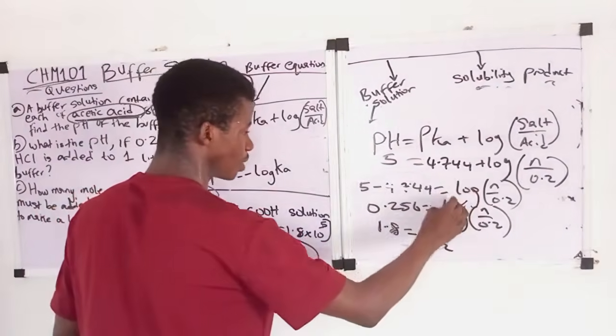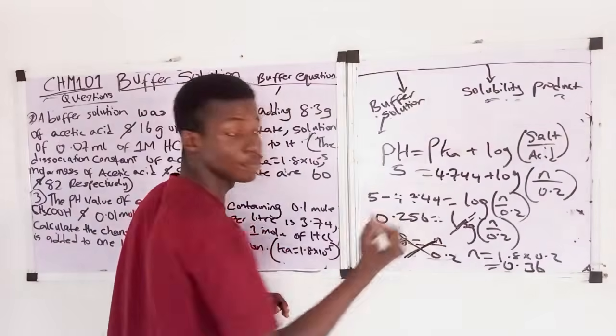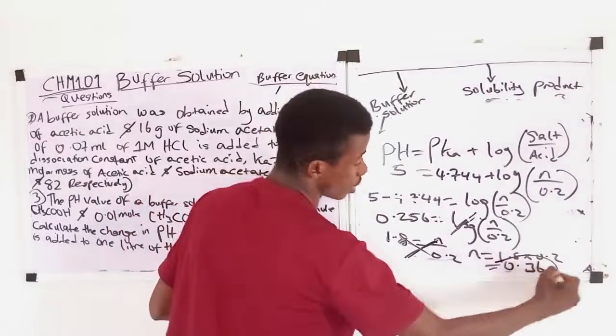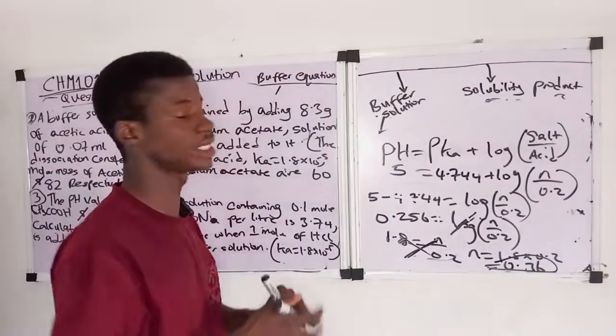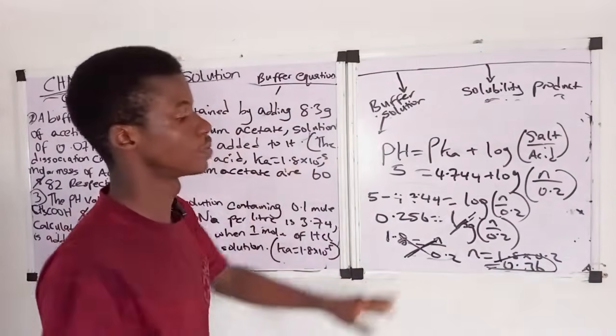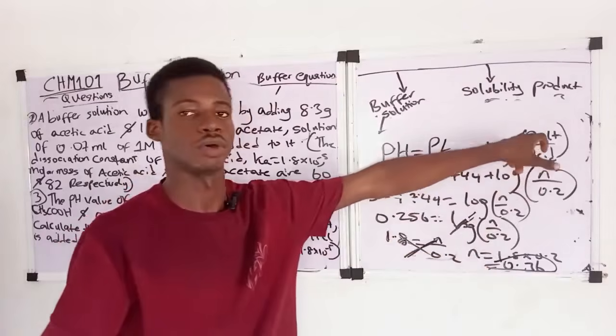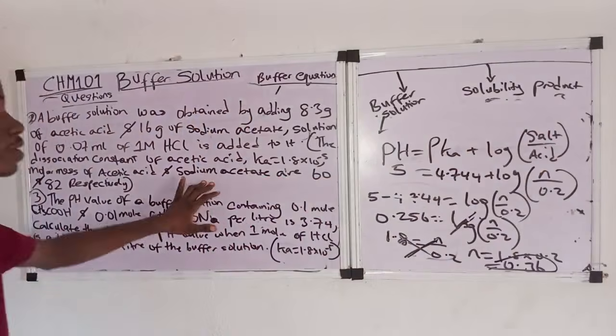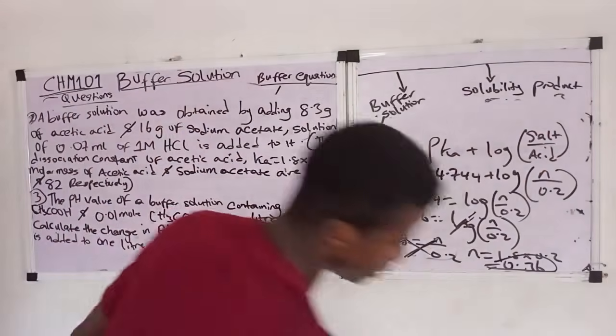The anti-log here will cancel the log. If we cross multiply 1.8 times 0.2, it gives us 0.36. So 0.36 is the mole of the salt. Now let's move to the other questions, question 2 and question 3.